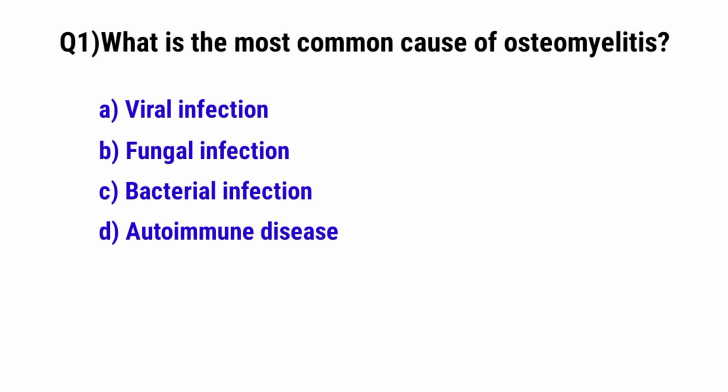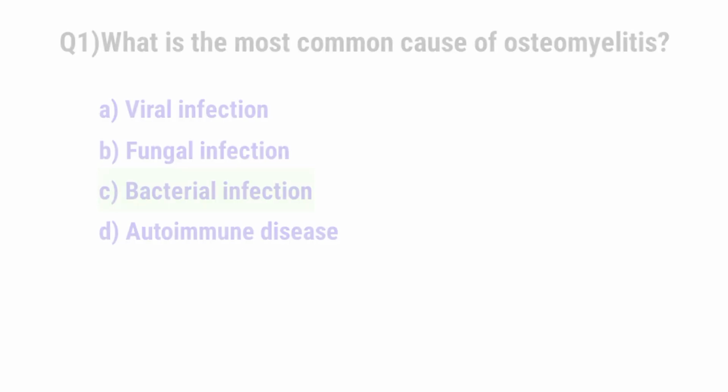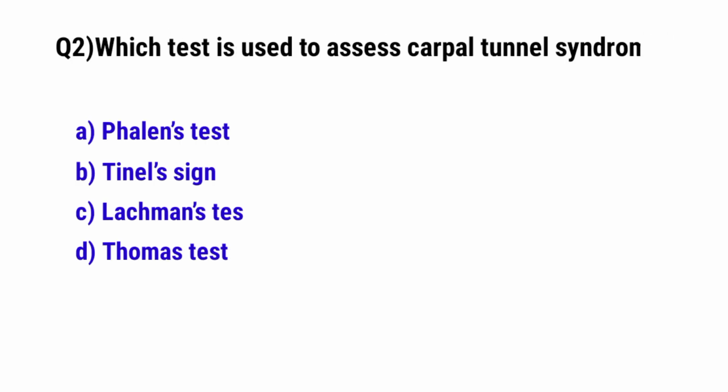Question number 1. What is the most common cause of osteomyelitis? The correct option is C. Bacterial infection. Question number 2. Which test is used to assess carpal tunnel syndrome? The correct option is A. Phelan's test.